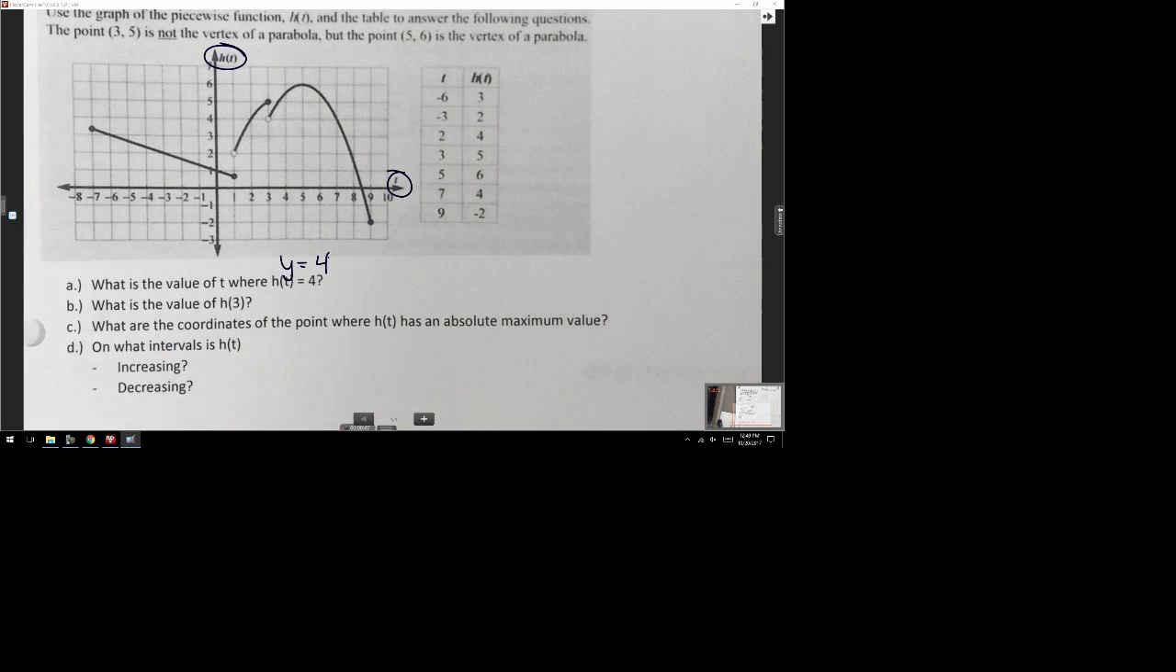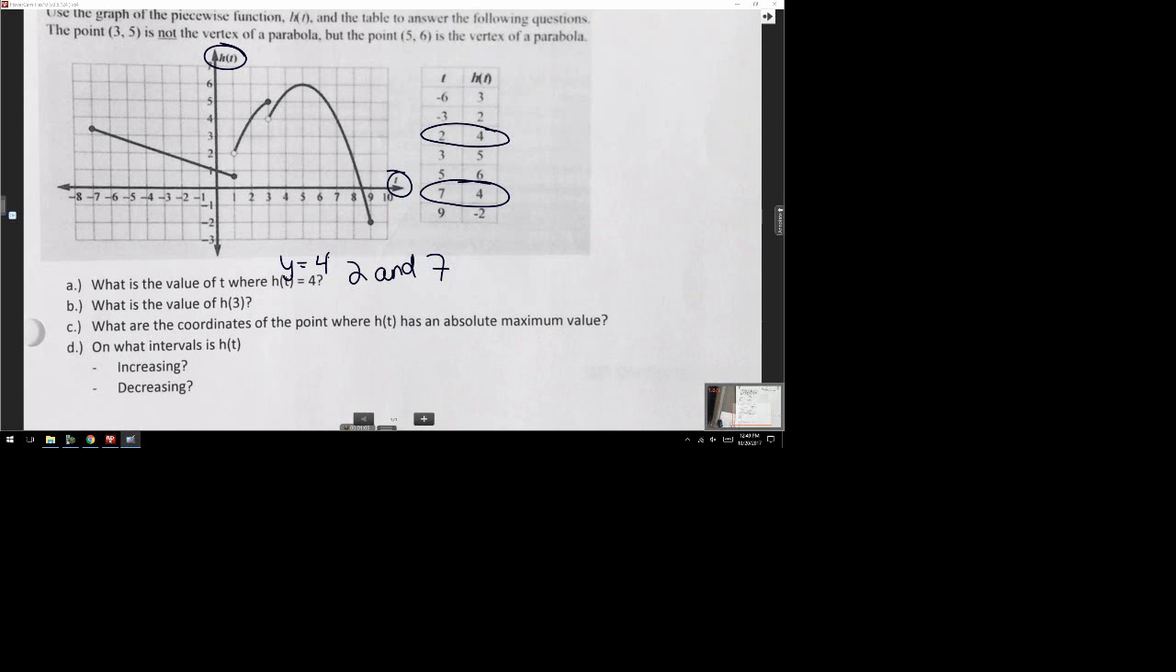There we go. So the table's a little bit easier to look at. Which ones have an H of T of 4? 2 and 7. There you go. So we got 2 and 7. That was easy enough. This is actually a really easy problem. It just kind of looks scary.